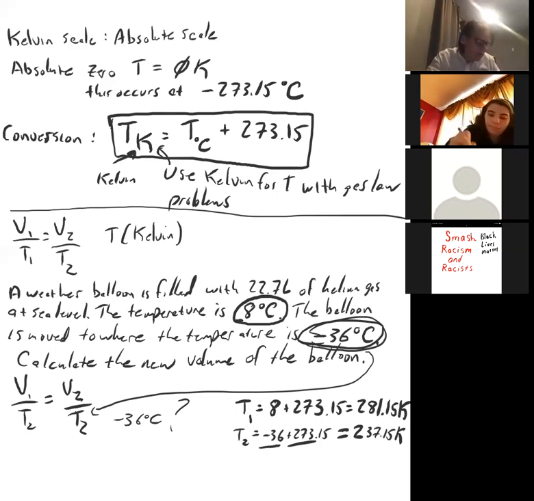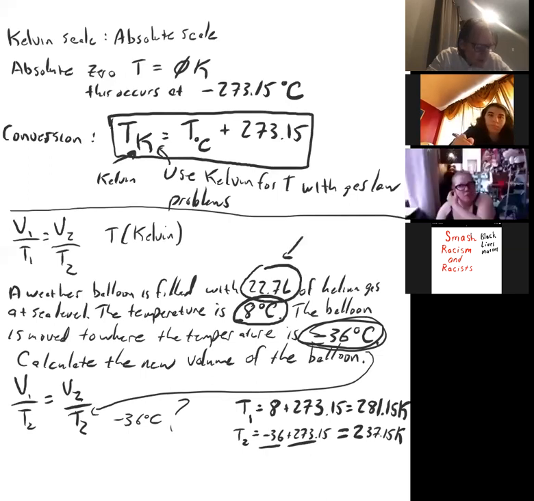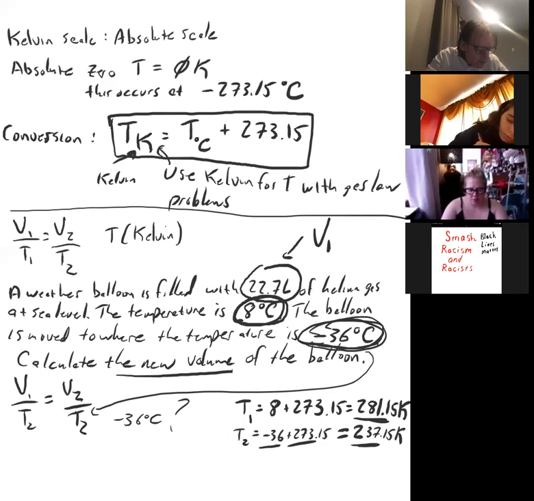Now let's do the algebra. In this problem, they fill it with 22.7 liters. So that's our V1. That's the initial volume. You're starting at that point. Then you're starting at that point at this temperature, which is 281. Then we're going to move it to where the temperature is negative 36, which is this temperature. And now we want to calculate the new volume. This would be V2. The new volume is V2. So let's take our equation here.